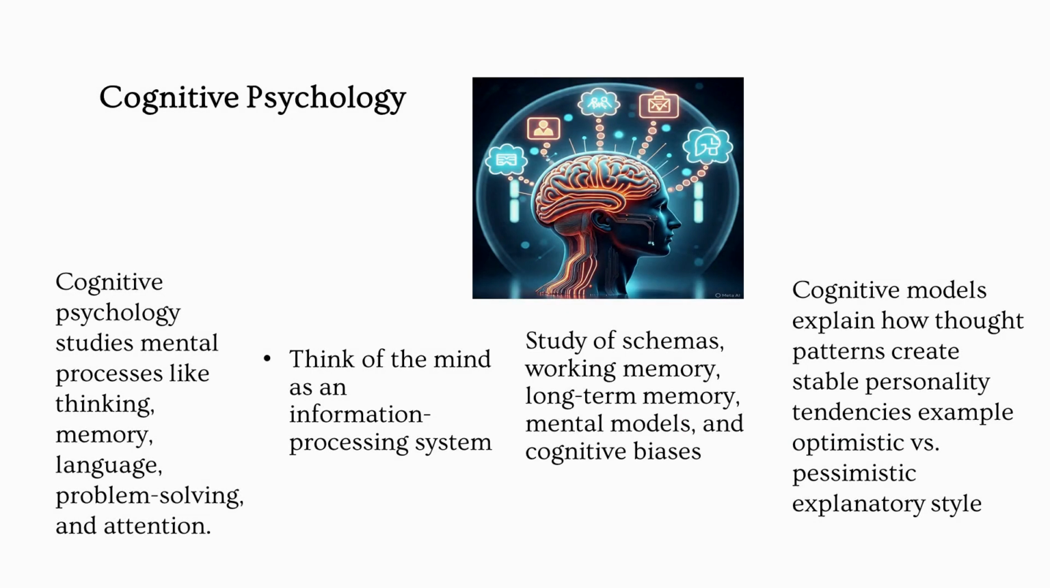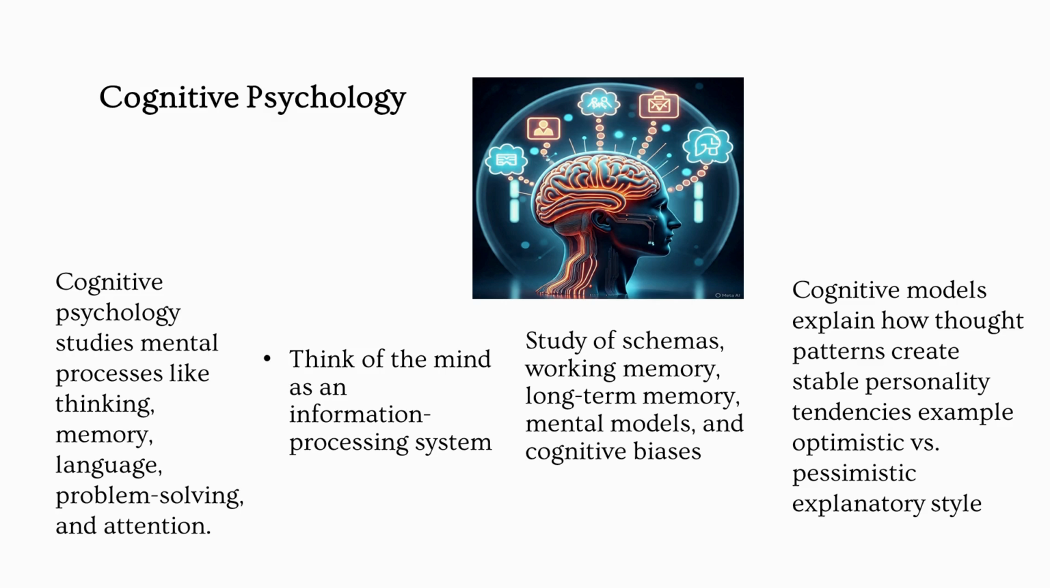Cognitive psychology. Cognitive psychology studies mental processes like thinking, memory, language, problem solving, and attention. Think of the mind as an information processing system. The focus is on internal processes that were neglected by behaviorism, such as the study of schemas, working memory, long-term memory, mental models, and cognitive biases. The major methods include experiments, reaction time measures, neuroimaging, and computational models.